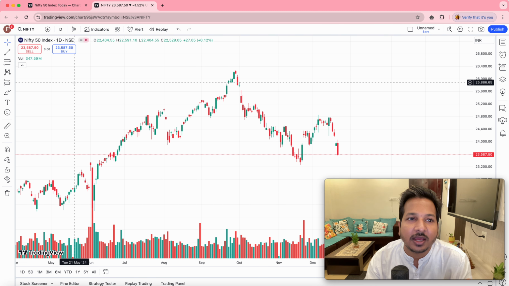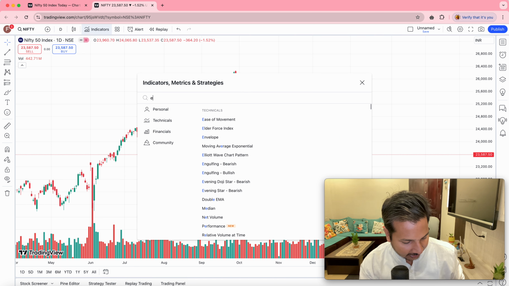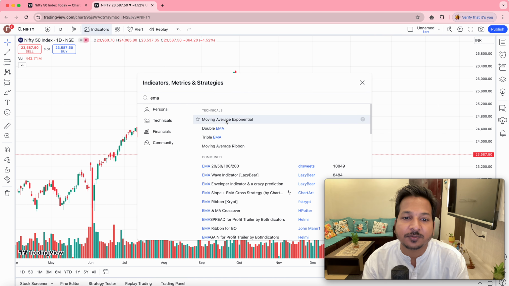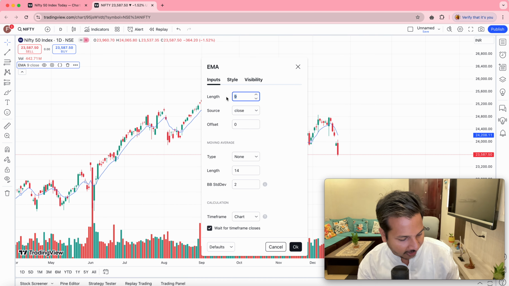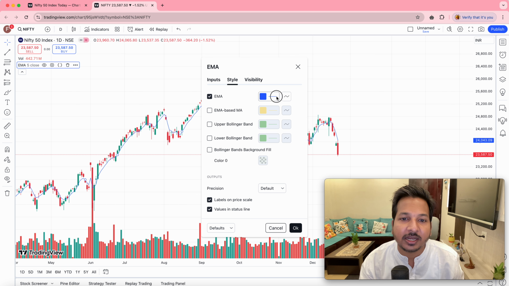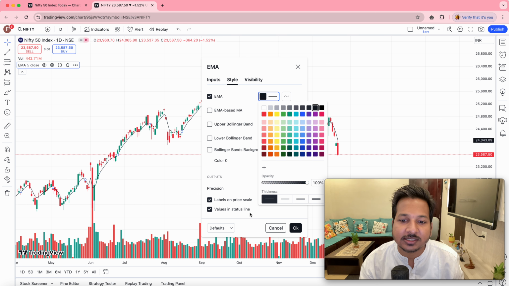So we have opened this chart in TradingView. Now in indicators you have to add EMA because we are talking about exponential moving average. Later, for higher time frames and bigger moving averages, we'll use simple moving average. In the EMA settings you have to change the length to 5, and for a better view we'll change the settings so that there is better clarity.